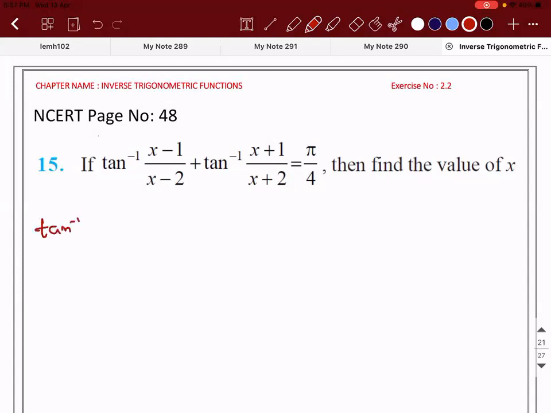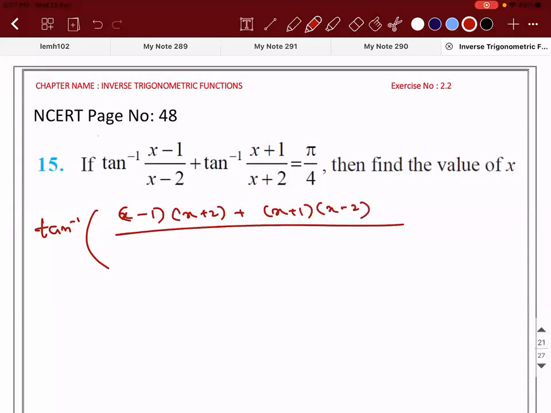So I'll get tan inverse of x minus 1 into x plus 2 plus x plus 1 into x minus 2, divided by x minus 2 into x plus 2 minus x minus 1 into x plus 1. See if you are getting this step anywhere. I skipped two steps actually. Check if you are getting this value. Don't copy it directly. You try it on your own. You got this step? Now your job is to simplify this one. Actually, there is a quadratic equation based problem.